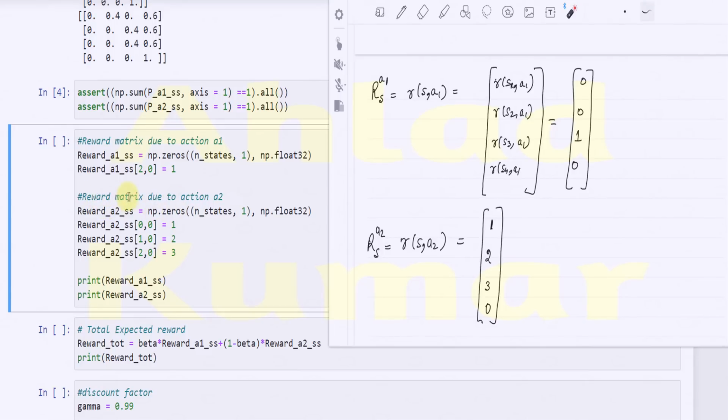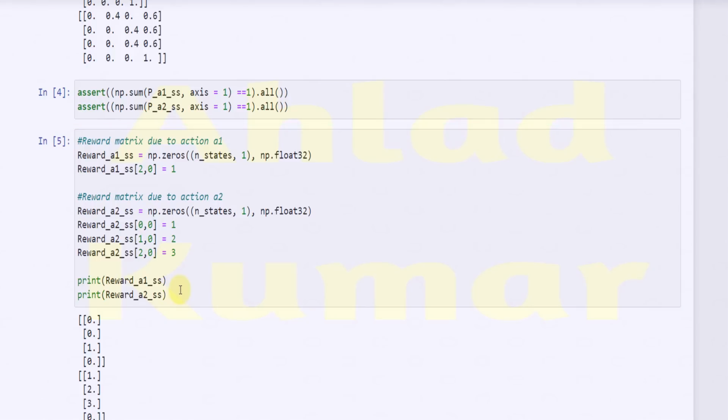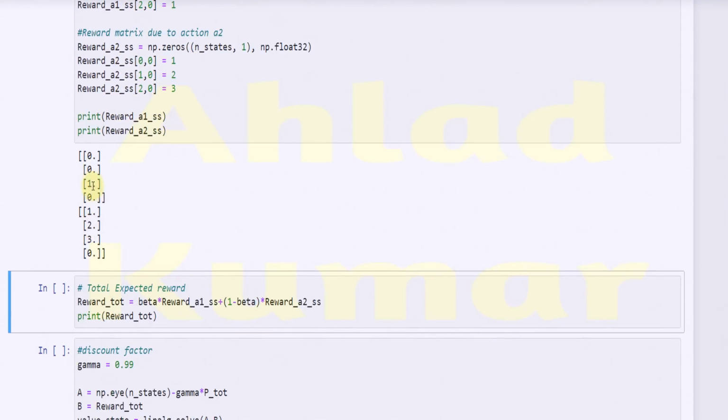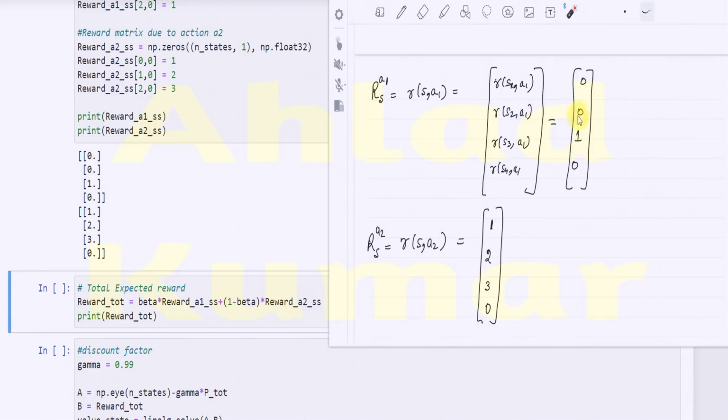And we have this reward matrix which is based on action A2, which is defined by reward_A2_SS. So let's print these two reward matrices and see what we are getting here. Let me execute this. You can see these matrices, these one-dimensional vectors, are exactly the same as we have written in the explanation part. So these two matrices are nothing but this and this respectively.